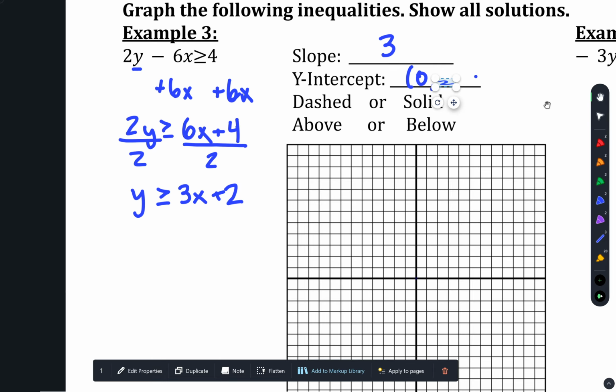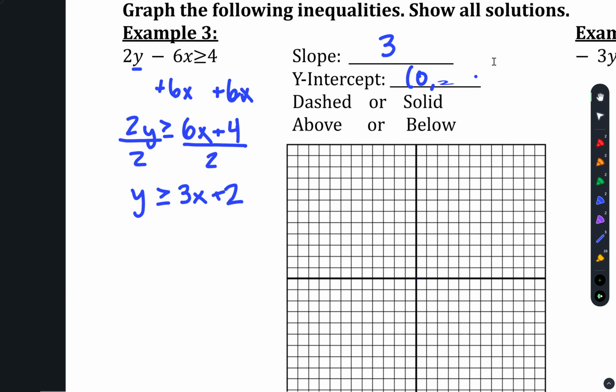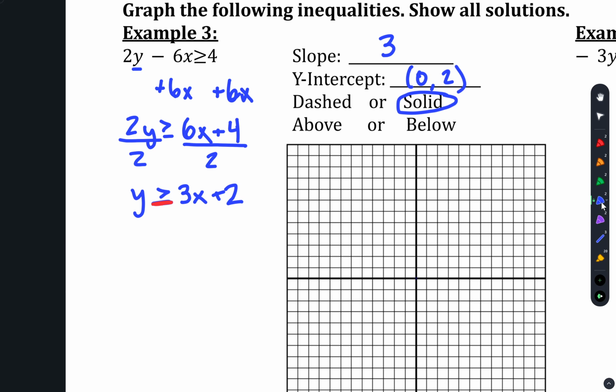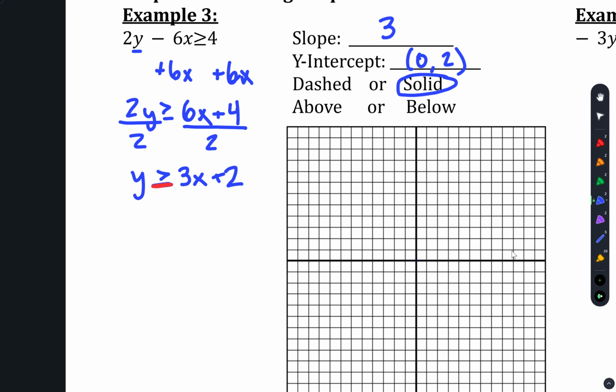Now I need to determine the fancy stuff, which is number 1, are we going to have a dashed or a solid line? Why do we know it's solid? Because of this equal sign right here, I know that I need a solid line. So now let's draw that solid line. I start at my y-intercept of (0, 2) on the y-axis. I'm going to use my slope of 3, rise over run, which is 3 over 1. So I'm going to go up 3 over 1.